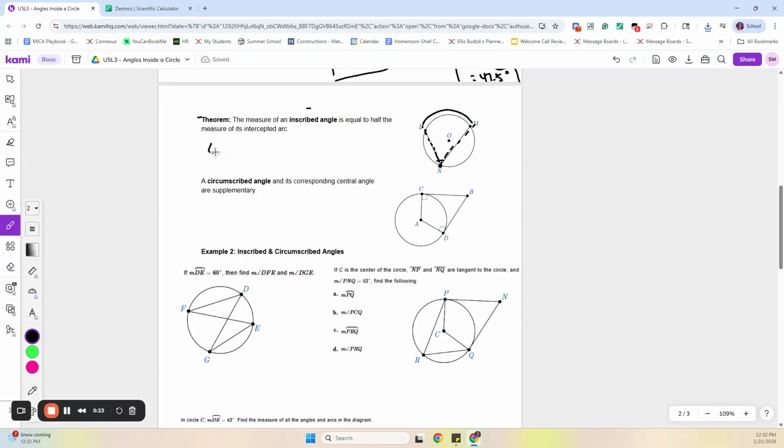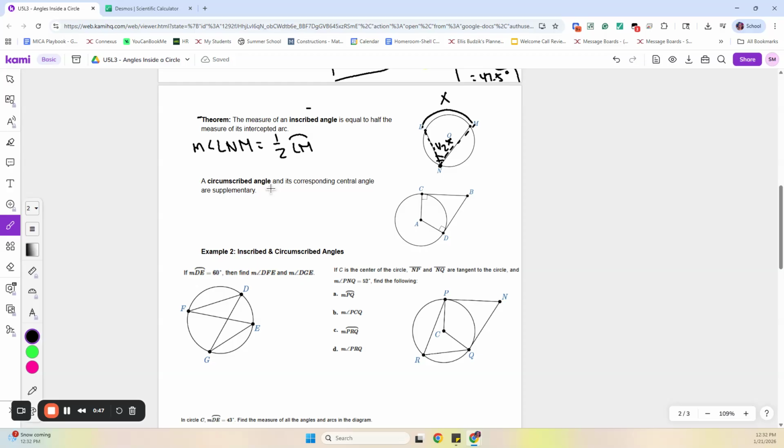So in this case, angle L, hang on, I didn't write L. The measure of angle LM is going to equal half of the measure of arc LM. Okay, so it's half of this arc. So if this is X, this is going to be half X in that center.